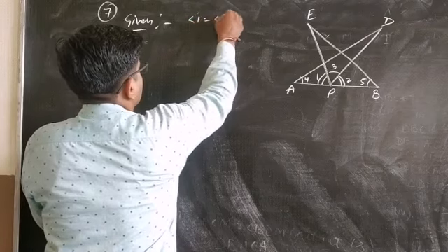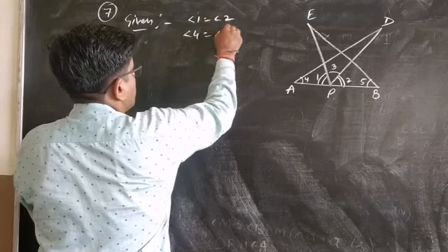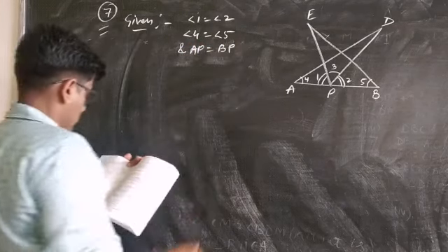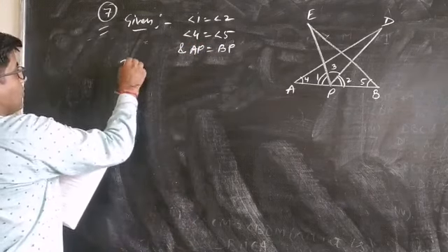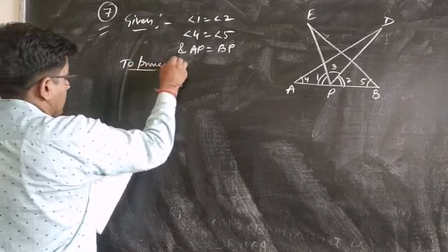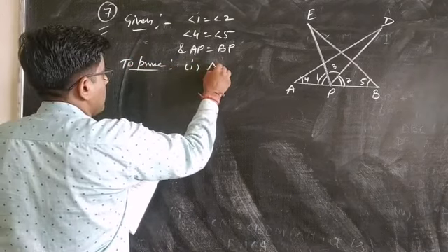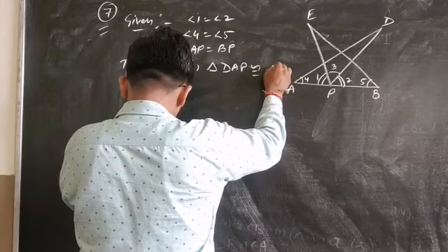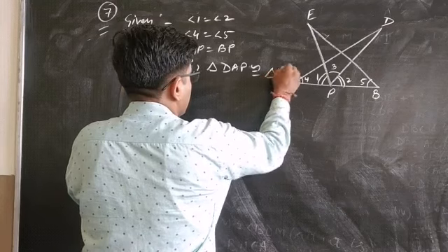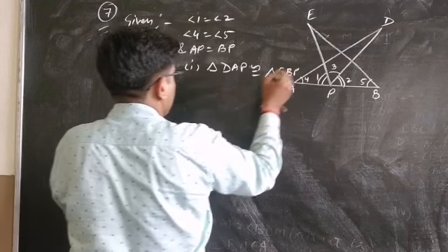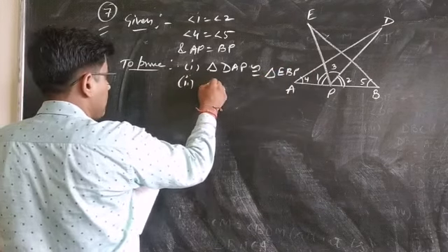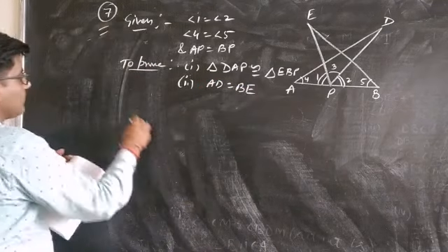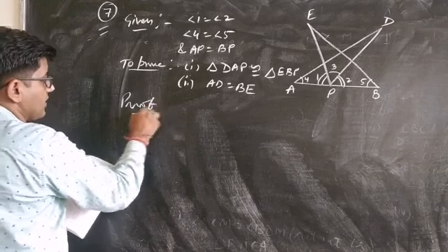Angle 1 is equal to 2, angle 4 is equal to 5, and AP is equal to BP is given to us. To prove: we have to prove first of all triangle DAP congruent to triangle EBP, and second part AD is equal to BE. Now the proof of the question.